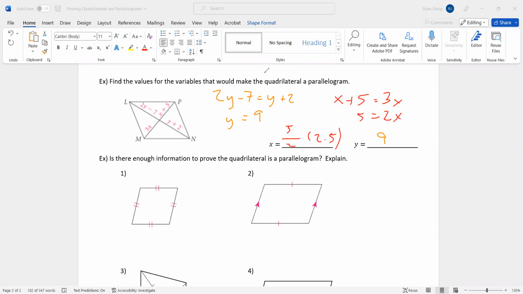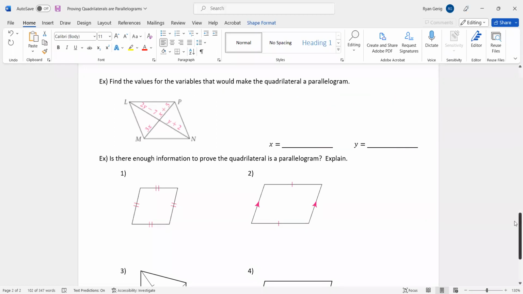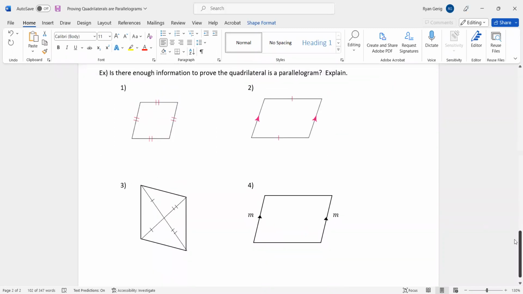All right. The last few questions here. These are what you're going to see on your test. Is there enough information to prove the quadrilateral is a parallelogram, and explain? All right, so the first one, what is shown? That's what you have to determine. What is being shown? Well, I see those congruent sides. All 4 sides are congruent. Well, what does that make it? If all 4 sides are congruent, it's a rhombus, right? But isn't a rhombus also a parallelogram? All right, so if it's a rhombus, it's also a parallelogram. So the answer to this one is yes, it's enough.